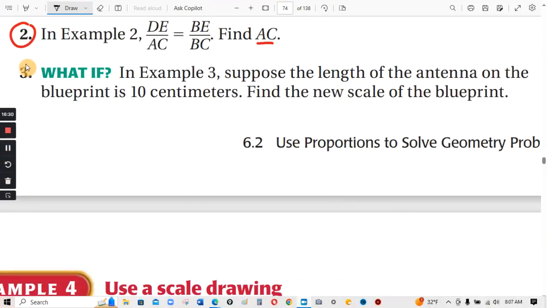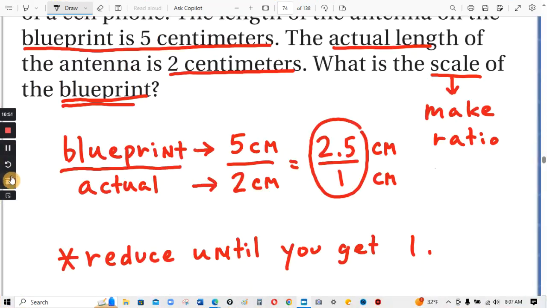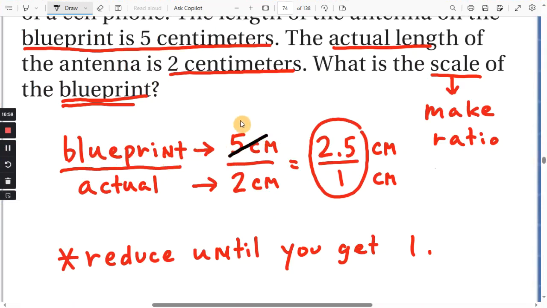All right, number 3. In example 3, suppose the length of the antenna on the blueprint is 10 centimeters. Find the new scale. Okay, let's go back to that example. And let's say the blueprint length is 10 centimeters. So let's try it again and find the new scale. All right, it's pretty easy, I think, but they said the blueprint length is now 10 centimeters instead of 5. So what would the new scale be?